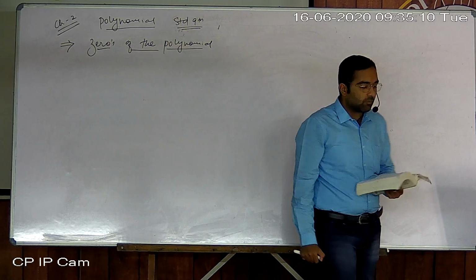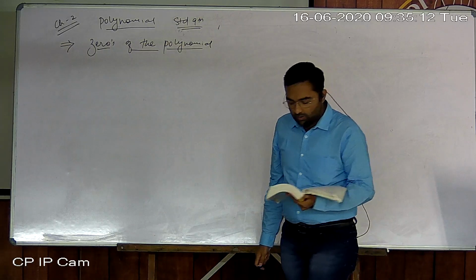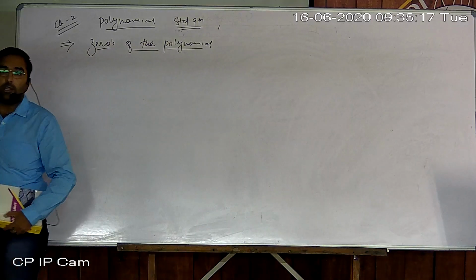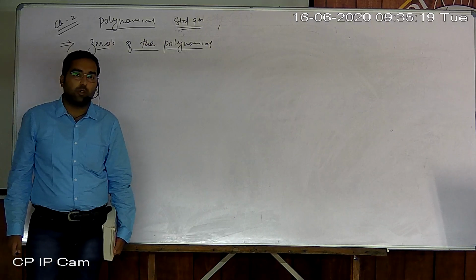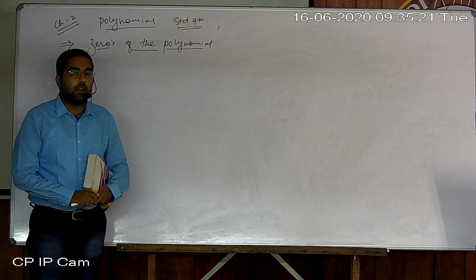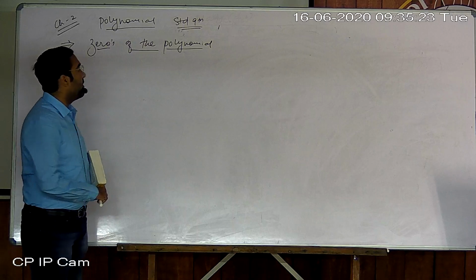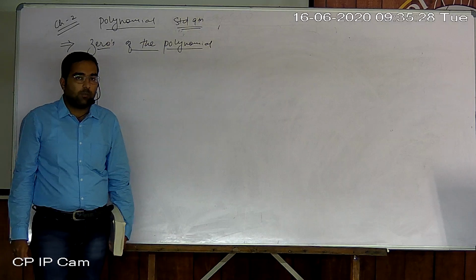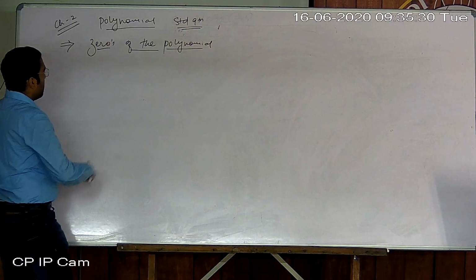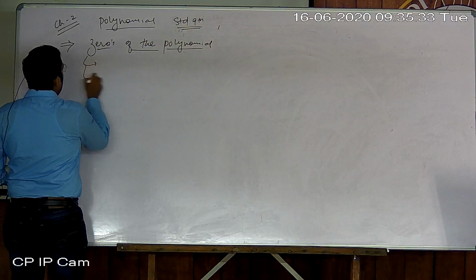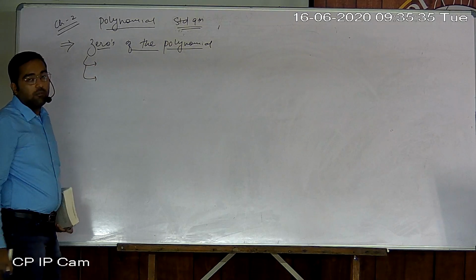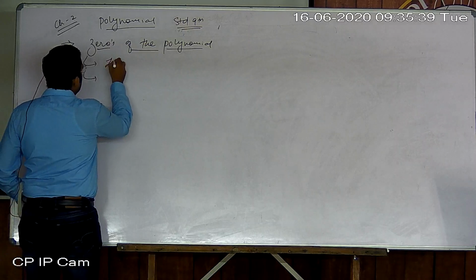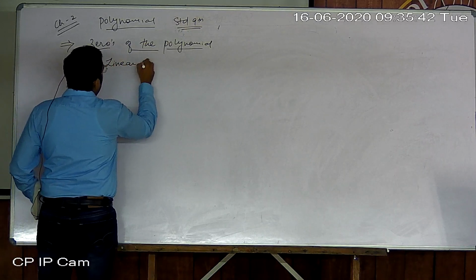So today we are learning some examples that are not in your textbook. Okay, so we will learn those examples to understand more about the zeros of the polynomial. Till now, we have learned about the linear polynomial.